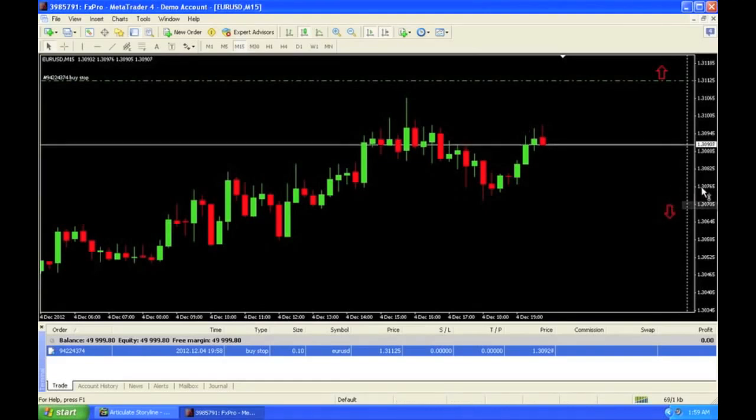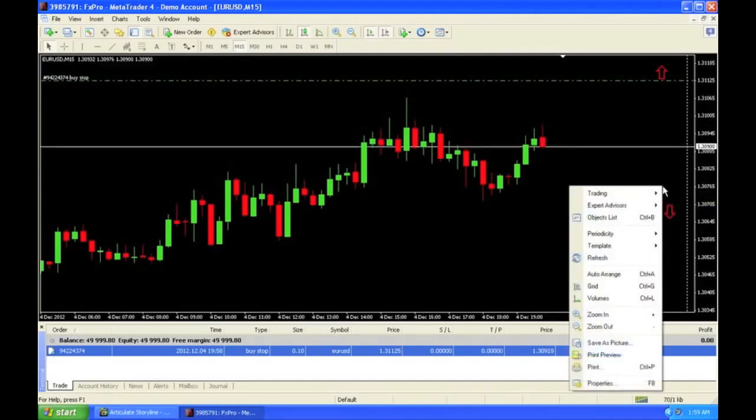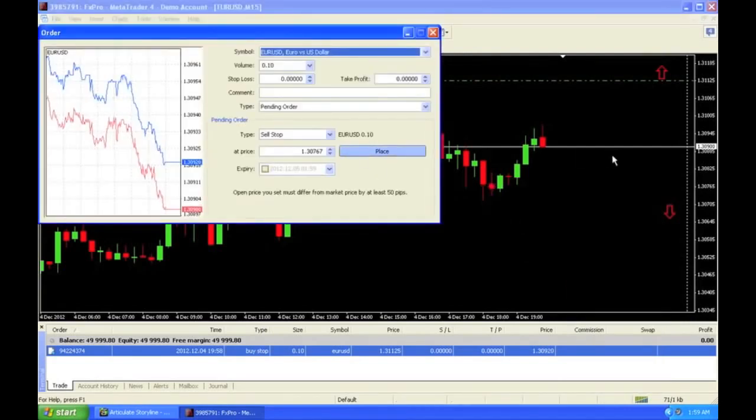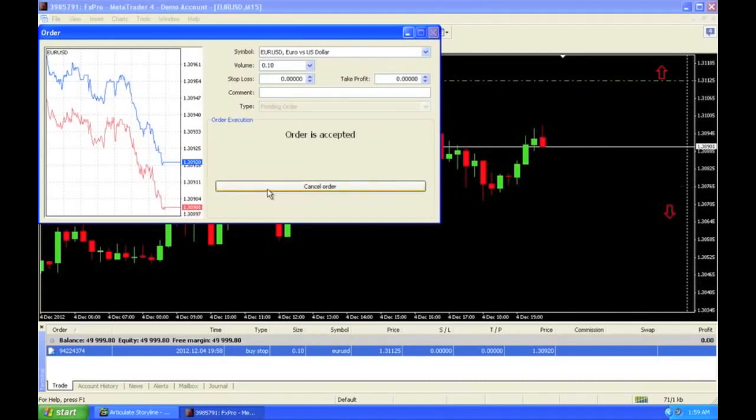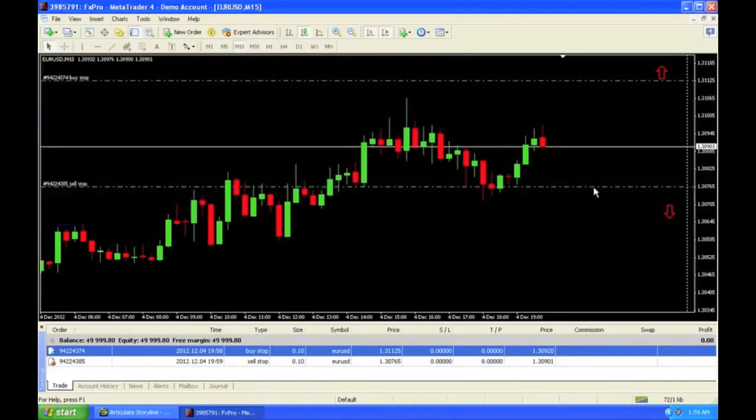Let's say 1.3076. Okay, if I just put my mouse around that area, right click, trading, sell stop. Okay, I can do 765. I click place, and voila, I have my sell stop entry. You can see nothing is still running. It just means once the market touches this, my sell opens.